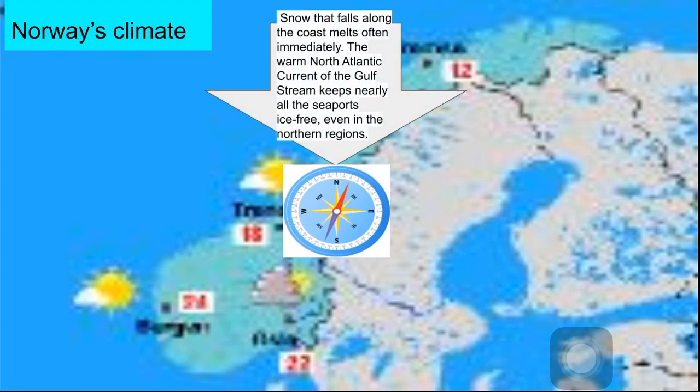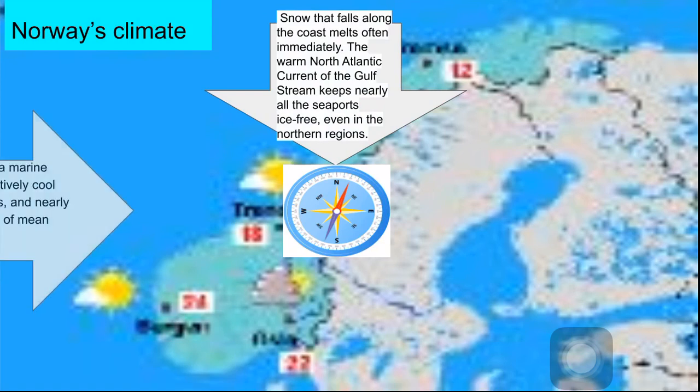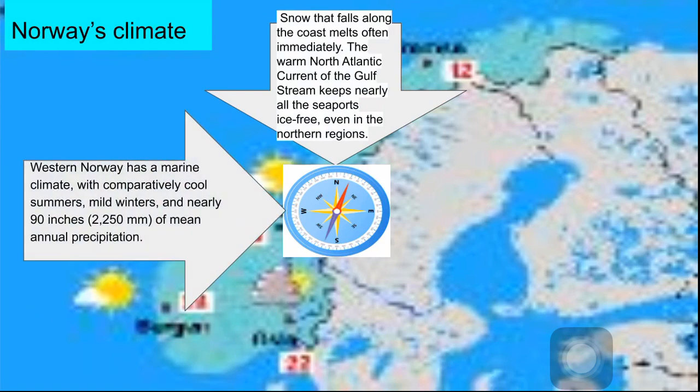So let's see the cardinal points. First, see the northern condition. Snow that falls in the northern region or coastline often melts immediately. The warm North Atlantic current of the Gulf Stream keeps nearly all seaports ice-free even in the northern region. Then in the west, Norway has a marine climate with a comparatively cool summer, mild winter, and nearly 90 inches, 2,250 millimeters, of mean annual precipitation.